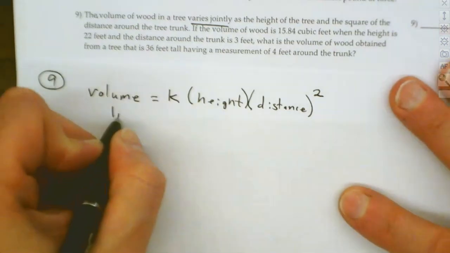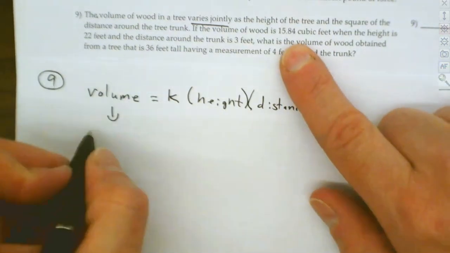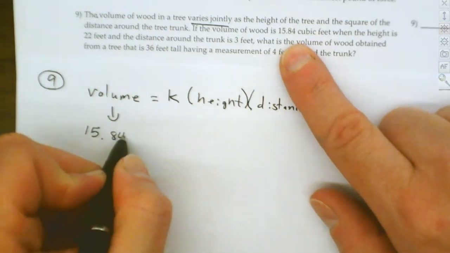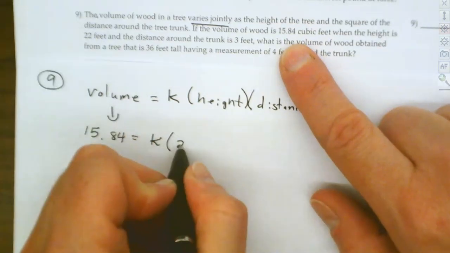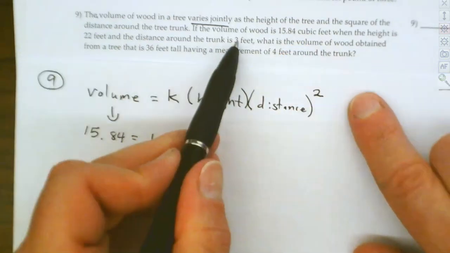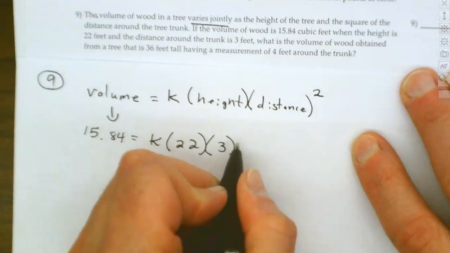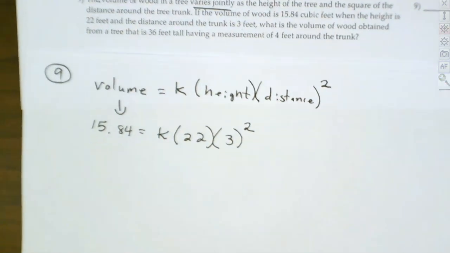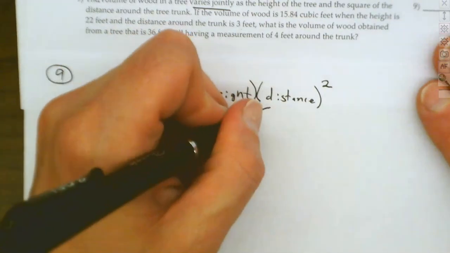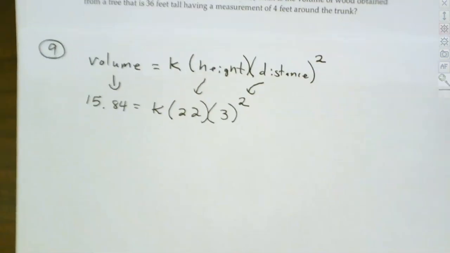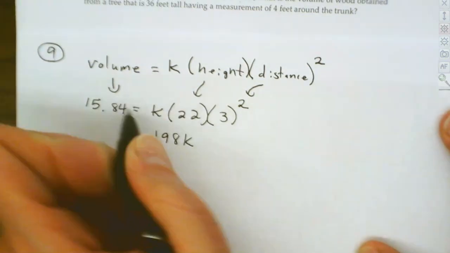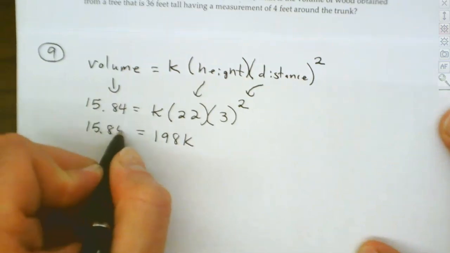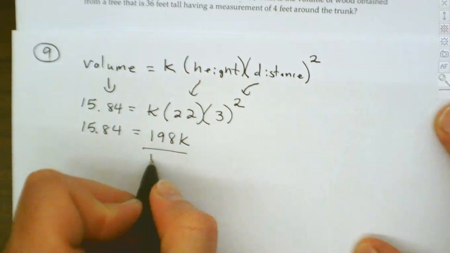So what do we know? We've got to find our k. So our volume that we're going to be using is 15.84. K again is the unknown part. The height is 22. And the distance around the trunk is 3 feet. So that's 3. And then we have to square it. So let's see what we're working with here. So all the pieces get plugged in. And we'll just multiply quickly here. We've got 22. 3 squared is 9. 22 times 9, that's 198. So 198k equals 15.84. And we'll divide by our 198.